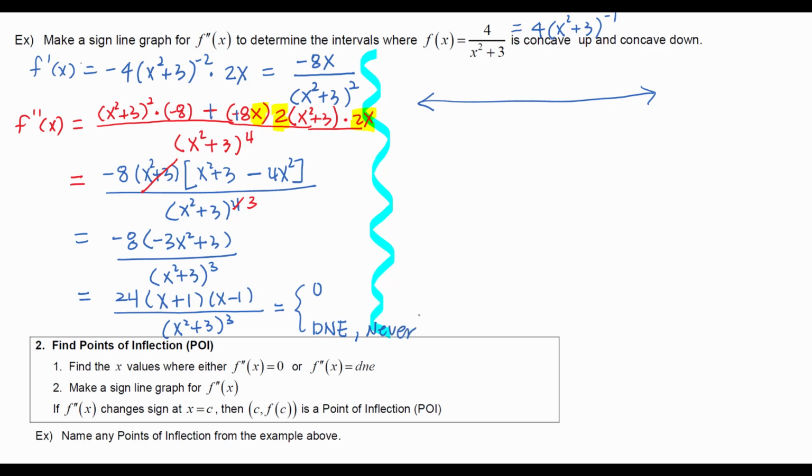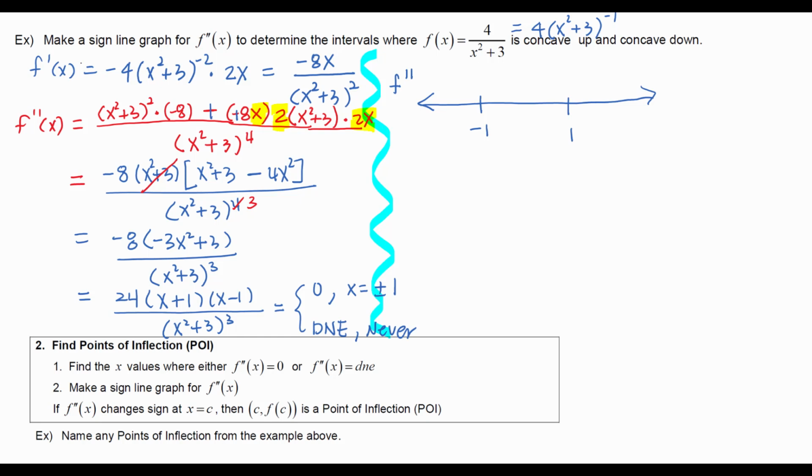And then when is this f double prime ever 0? It will be 0 if the numerator is 0. The numerator is 0 if x equals plus or minus 1. So those are the two numbers where f double prime is ever 0. So this is the sign chart for f double prime, and here is negative 1, and here is positive 1. And I want to find the intervals where f double prime is positive or negative.